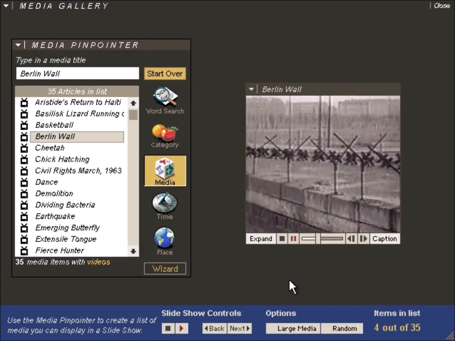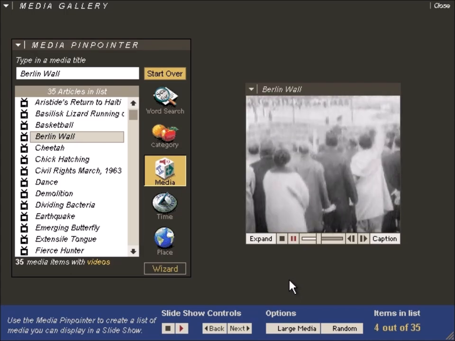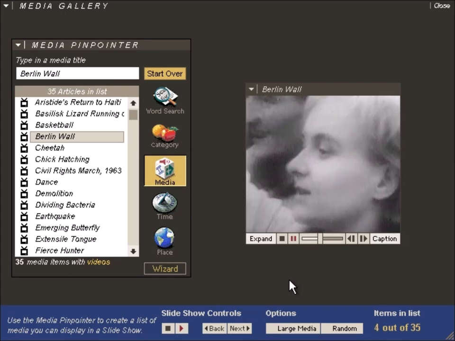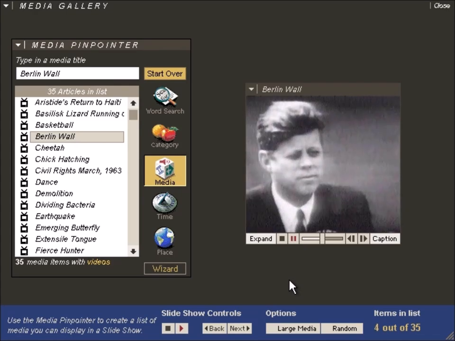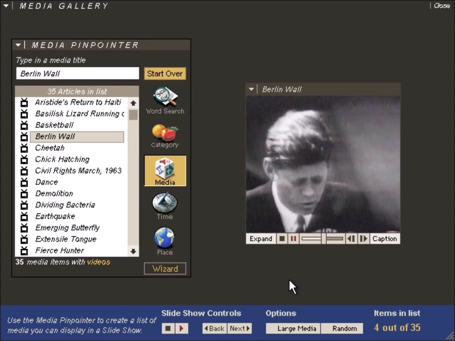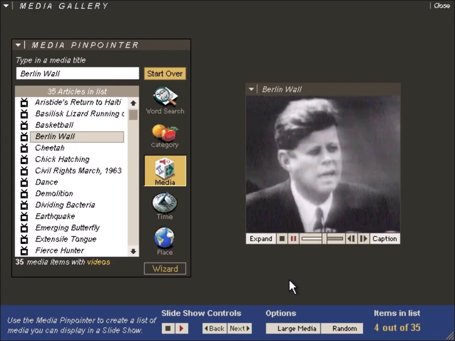The Western world helped prevent the complete isolation of West Berlin through an effort led by the United States. President John F. Kennedy declared his commitment. As a free man, I take pride in the word, Ich bin ein Berliner.